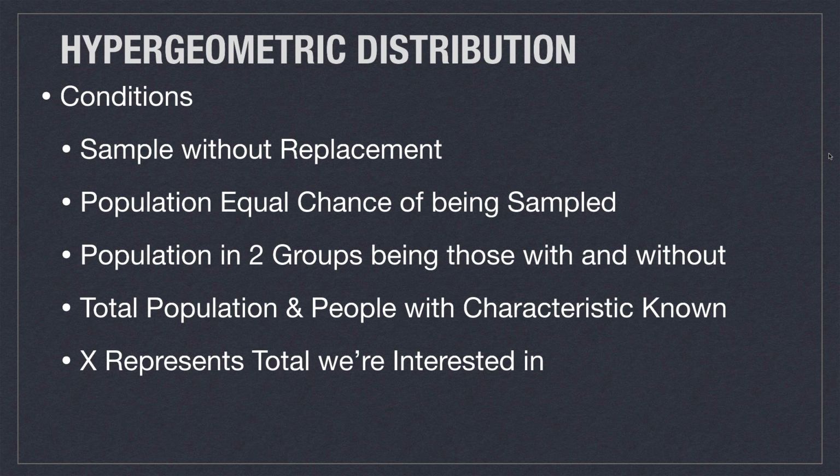Now, the required conditions are that you sample without replacement, population has an equal chance of being sampled, population is also going to be in 2 groups, being those with the important characteristic and those who do not have it, as well as the number of people with the characteristic and the total population size must be known, and X is going to represent the total number of people you're interested in.